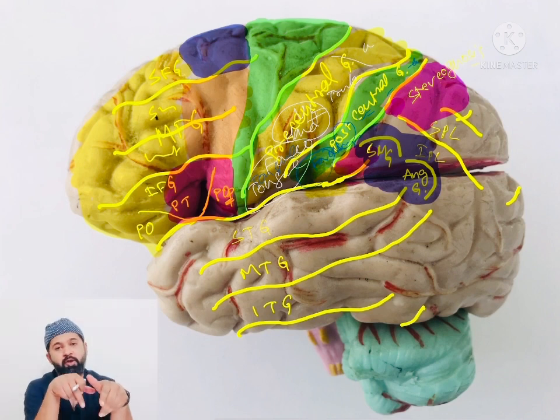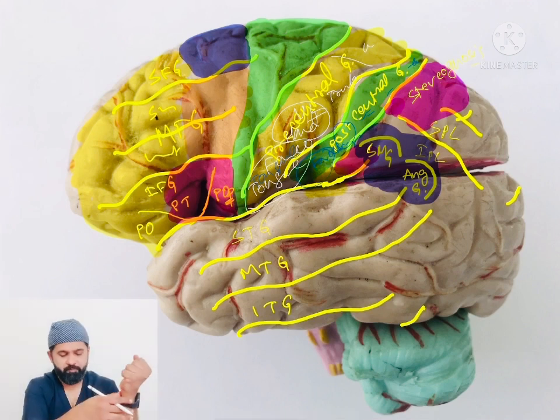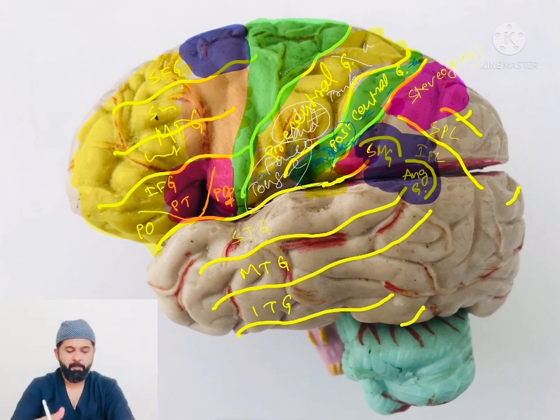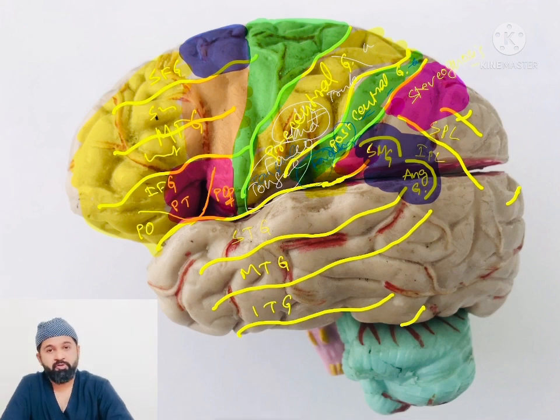So persons who have lesions or problems with the sensory speech area will not be able to comprehend or understand what they are seeing or listening to. This is a very important area, and damage to it produces sensory aphasia, also known as Wernicke's aphasia.